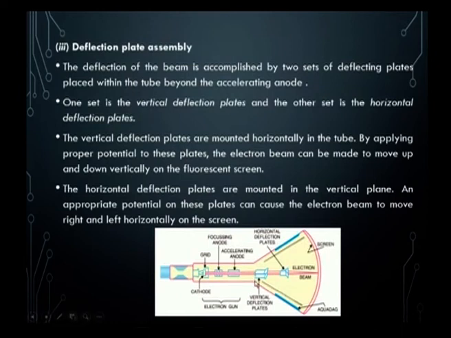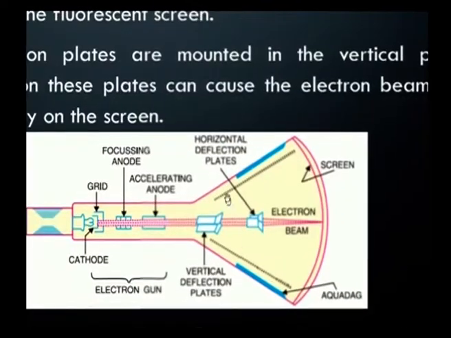The next part is the deflection plate assembly. The deflection plate assembly mainly consists of two things: horizontal plates and vertical plates. We can observe that the vertical deflection plate is mounted in a horizontal plane inside the tube, whereas the horizontal deflection plate is mounted in a vertical plane. The vertical deflection plates are useful in moving the signal from top to bottom, that is, the vertical deflection is possible with the help of the vertical deflection plates.